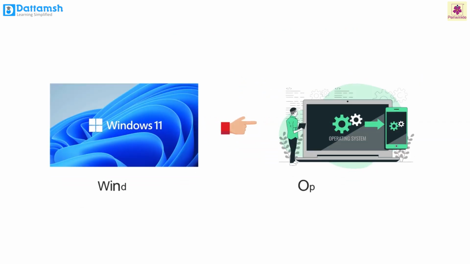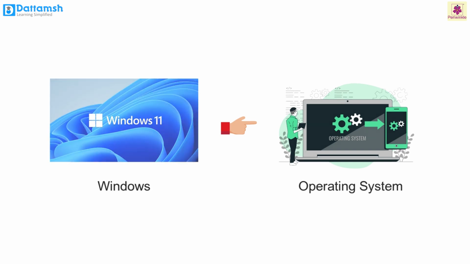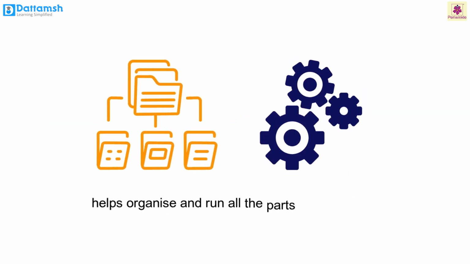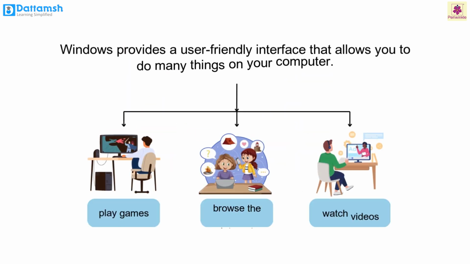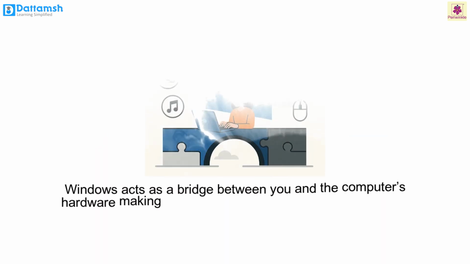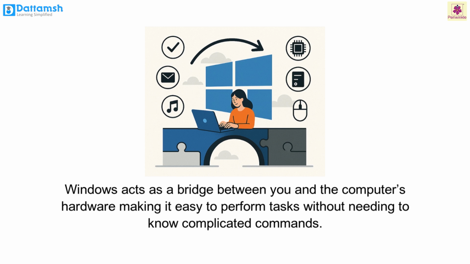In the previous lesson, we studied that Windows is an operating system which helps organize and run all the parts of computer. Windows provides a user-friendly interface that allows you to do many things on your computer, like play games, browse the internet, watch videos, and so on. Windows acts as a bridge between you and the computer's hardware like the keyboard, mouse, and screen, making it easy to perform tasks without needing to know complicated commands.